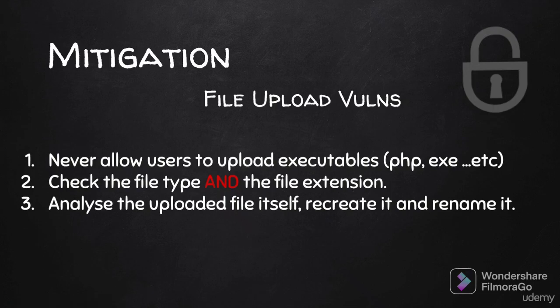So what you want to do really is never allow executables. Make sure the uploaded file is what you're expecting. So if you're uploading an image, make sure that the file type is an image and the extension is an image extension. So it's a JPEG or a PNG or any other image type only. And once you do these two checks, make sure that you recreate the uploaded file. So you check that the file is an image and you check that the extension is an image extension.